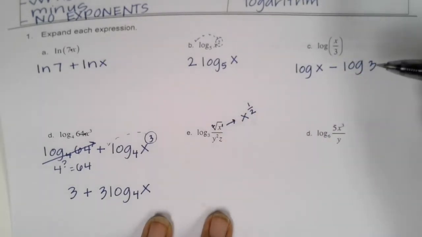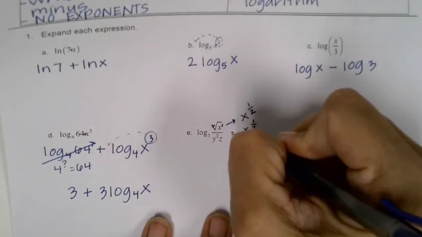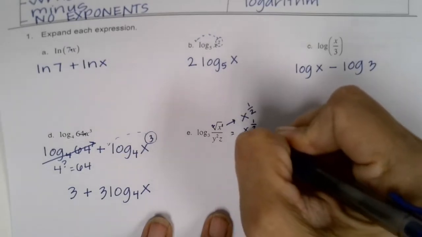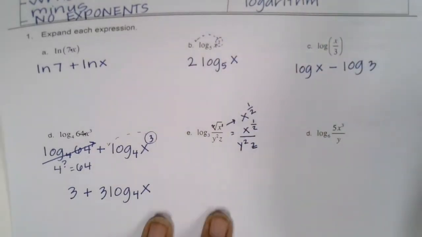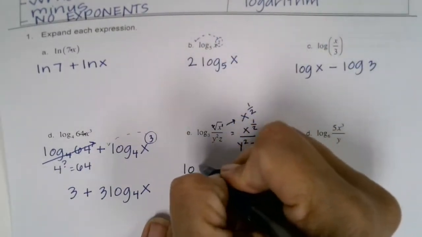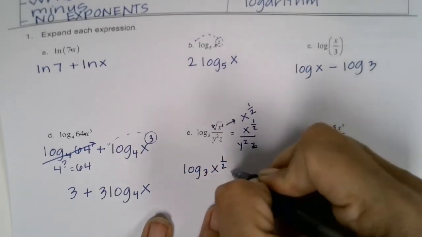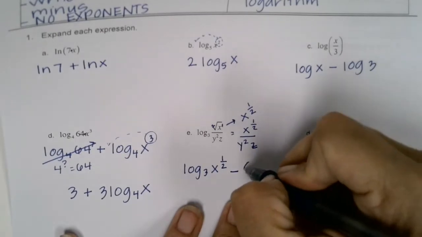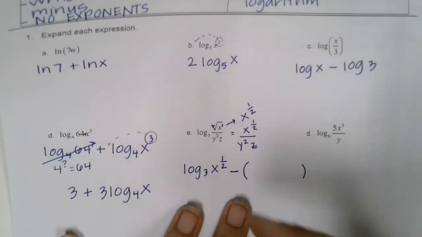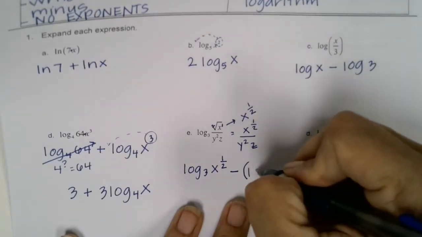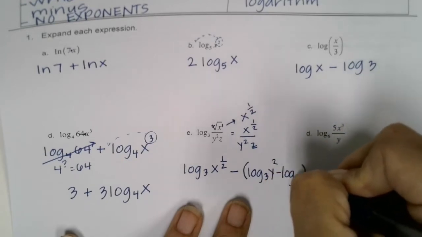Alrighty. So now what are we doing? So we have x to the 1/2 over y squared z. So we have 1, 2, 3 variables or 3 values. So I should have 3 logarithms when I expand this. So I have log base 3 of x to the 1/2. That's in the numerator. And then I'm going to subtract, and this is where you have to be careful. Because we have 2 values in the denominator, we have to put it in parentheses. So this is log base 3 of y squared minus log base 3 of z.